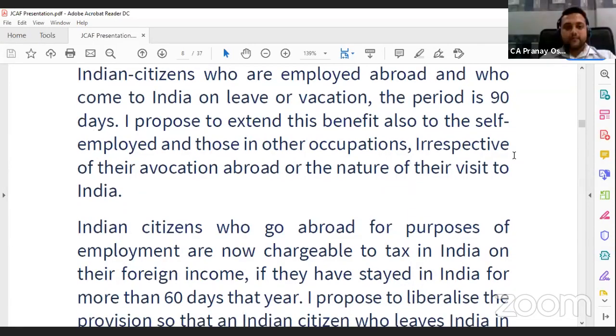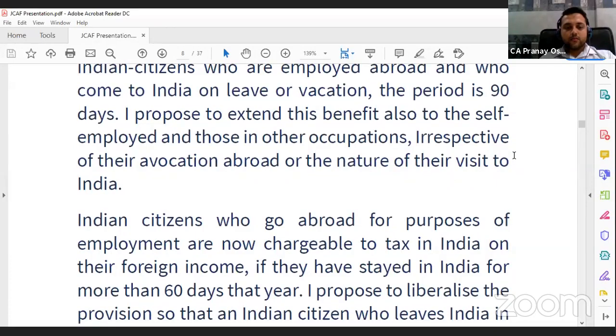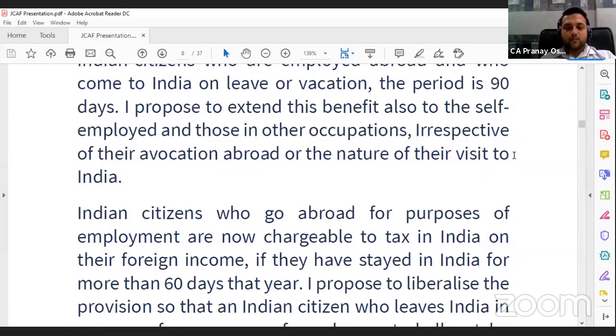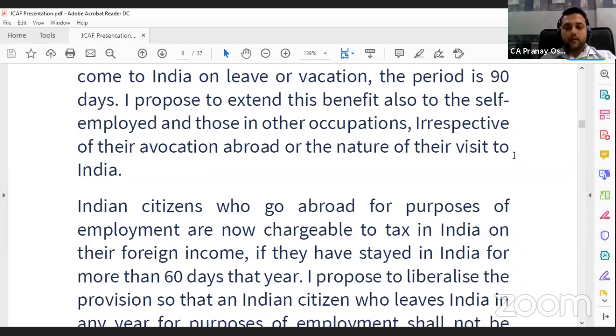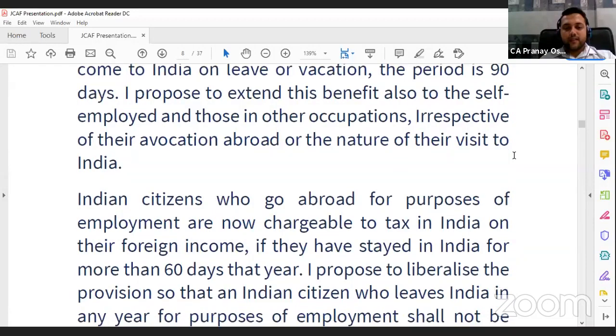So this amendment was basically added to give a relaxation benefit, extending the benefit to 90 days for the people who were employed outside India, or Indian citizens who were abroad. So Indian citizens who go abroad for the purpose of employment are now chargeable to tax in India on their foreign income if they have stayed in India for more than 60 days in a year.